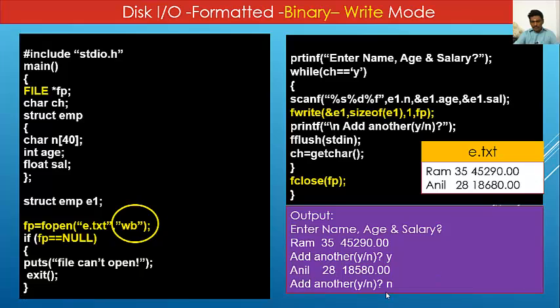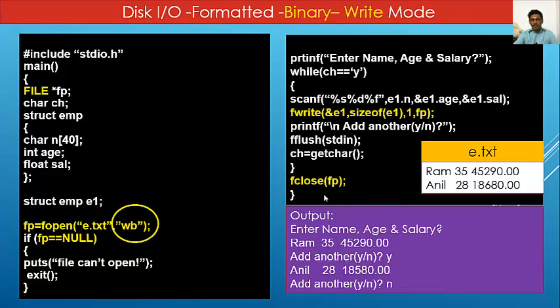But in this case we give n. So the n is stored in ch. The loop condition, ch equal to y, fails, so it comes out of the loop. Then we close the file, which breaks the data stream between the hard disk and RAM.